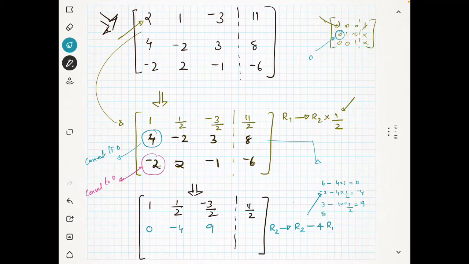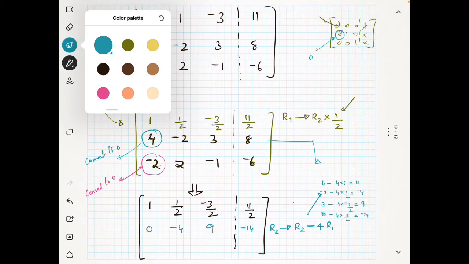Similarly, this becomes 8 minus 4 into 11 by 2. So it's 8 minus 2 into 11. Minus 2 into 11 is 22. So it becomes minus 14. Okay, so I will get minus 14 here.